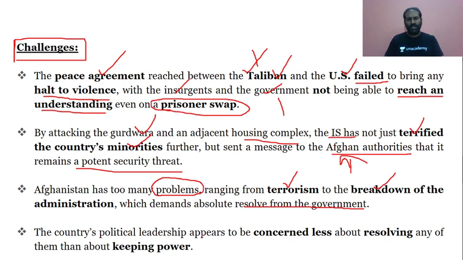The country's political leadership appears to be unconcerned. Yes, because in the midst of trying to form the government and then forming a rival government, it is very evident that the political leadership is less concerned about the problems popping up in Afghanistan, and is just worried about keeping the power to themselves. So these are the challenges prevailing now in Afghanistan.